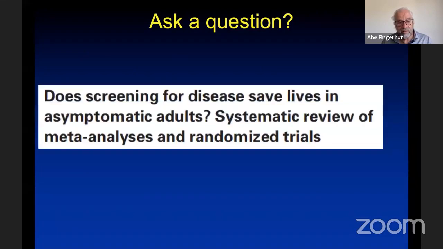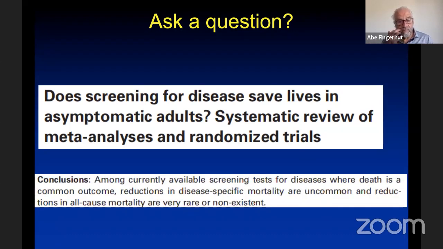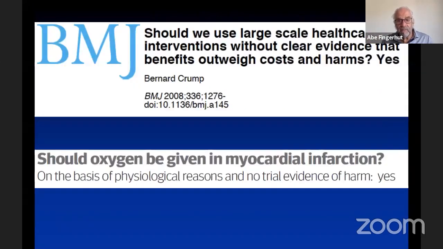For instance, here we don't know whether screening saves lives or not. So we did a systematic review. Okay, so the question is open. Is there an answer? Probably. But we find it in the conclusion. But at least the title indicates that we're going to look at it. Sometimes even, the question is, should we use large-scale healthcare interventions without clear evidence? We give the answer. You see the answer. So we know what the answer is. This is also very commonly used in the United Kingdom, but it can be used any place. It's a good way of asking the question and saying, yes, I have the answer.